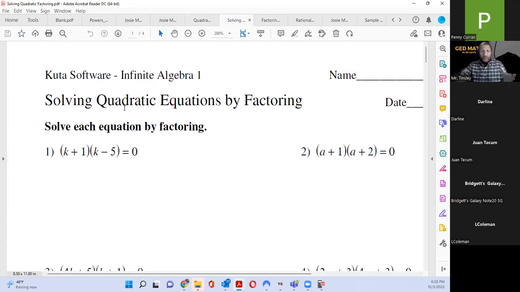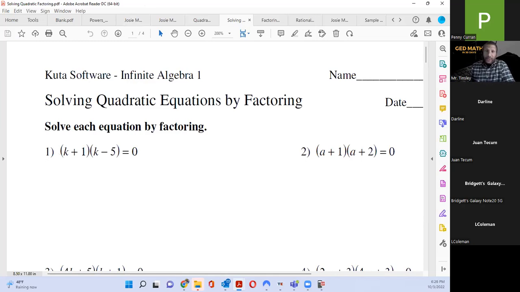And we're going to go backwards. In this question, it says solving quadratic equations by factoring. So they already gave us this quadratic equation in factored form. But I'm going to go backwards. First, I want to find out what the quadratic equation is. And then we're going to look at each factored form, and then we'll solve the quadratic equation. That's the whole purpose of factoring the quadratic equation, so we can solve it, right?